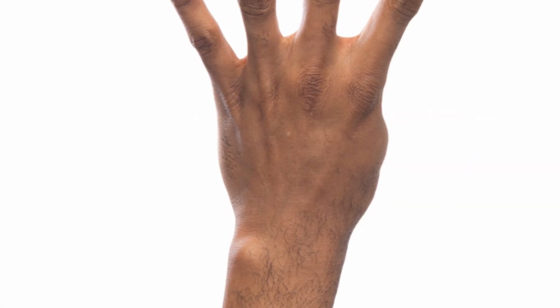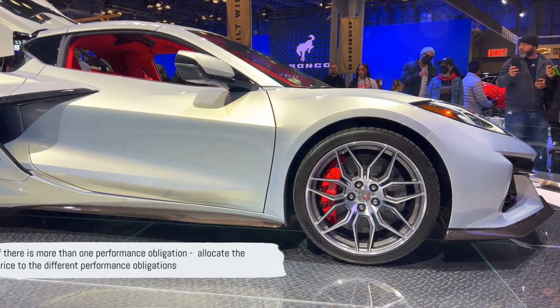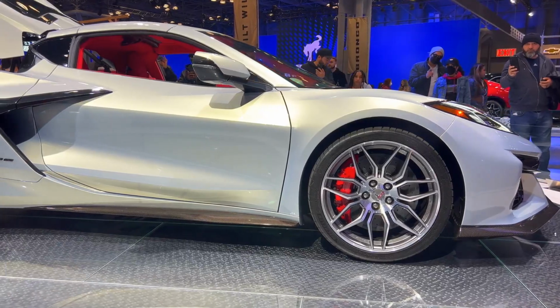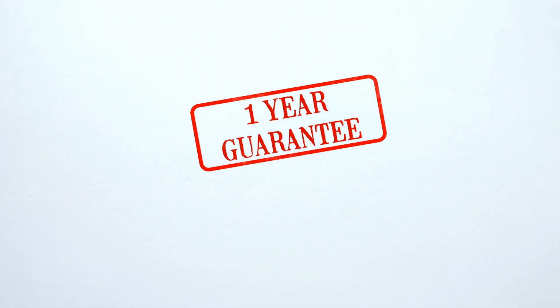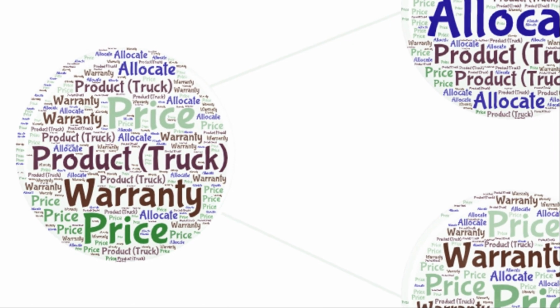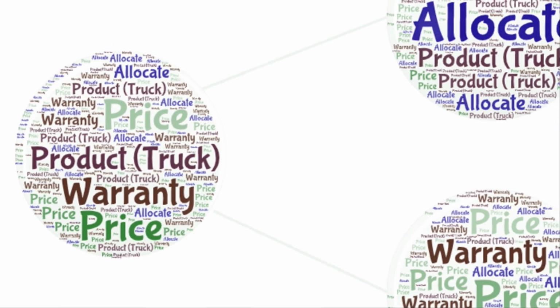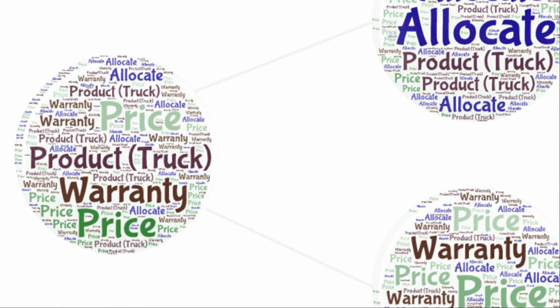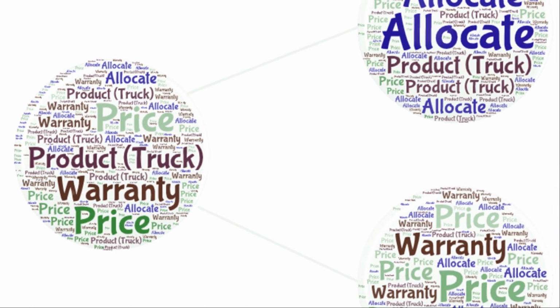Step 4. Allocate the transaction price to the performance obligations in the contract. If there is more than one performance obligation, you need to allocate the amount to each performance obligation. For example, a product with an additionally purchased warranty. Allocate the price to the product being taken today and the warranty being provided over the next year.